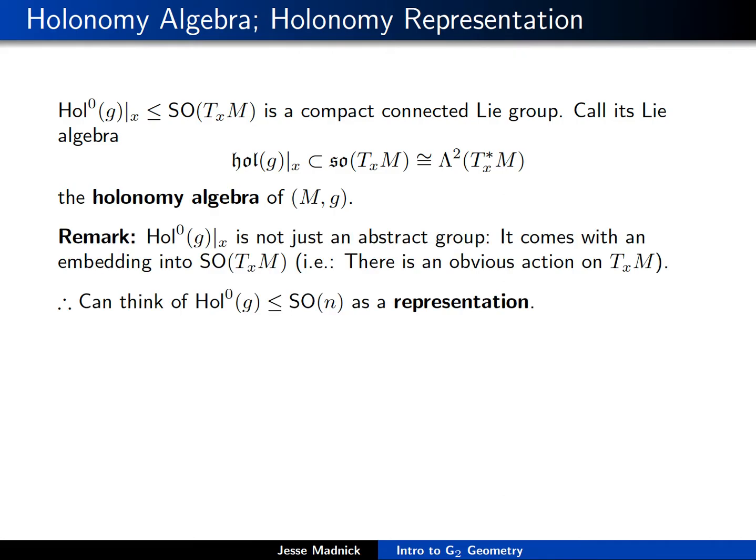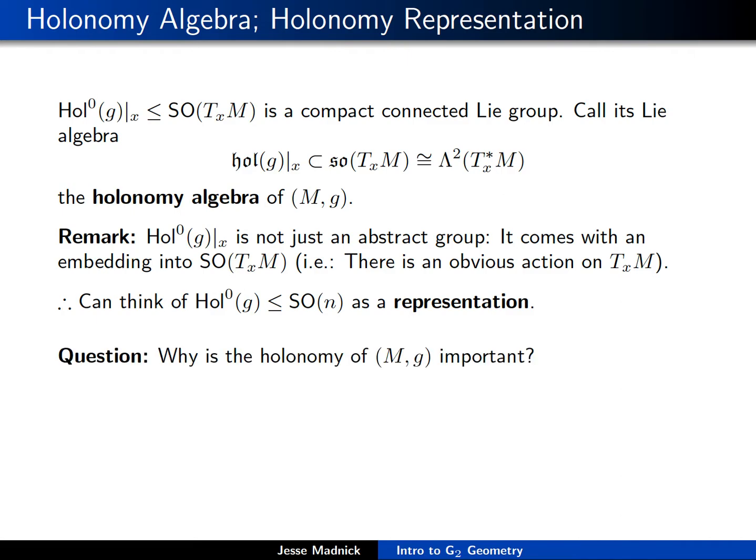So the holonomy group is not just an abstract group. It comes with an additional piece of information, namely it comes with an embedding into SO(T_xM). To say that another way, it comes with an action, the obvious action, on the tangent space. And so for this reason, the holonomy group is really better thought of as a representation. And we'll call this the holonomy representation.